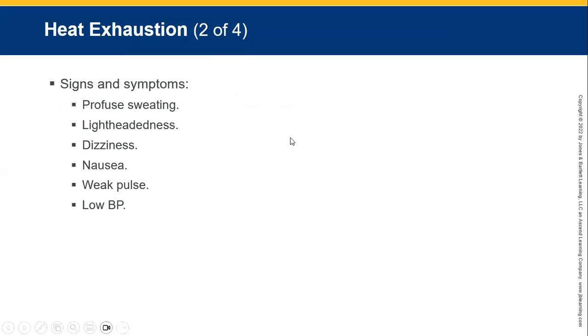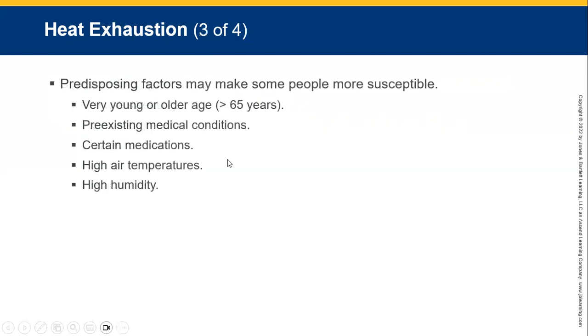Okay. Signs of heat exhaustion include profuse sweating, lightheadedness, dizziness, nausea, vomiting, a weak pulse, low blood pressure, all signs of hypovolemic shock, especially where excessive sweating has taken place. Loss of body fluids is a very serious condition.